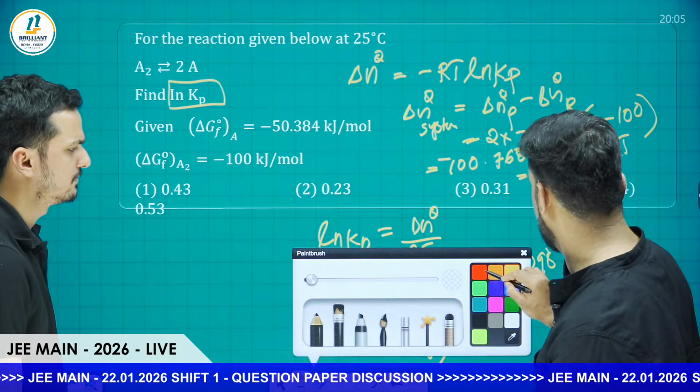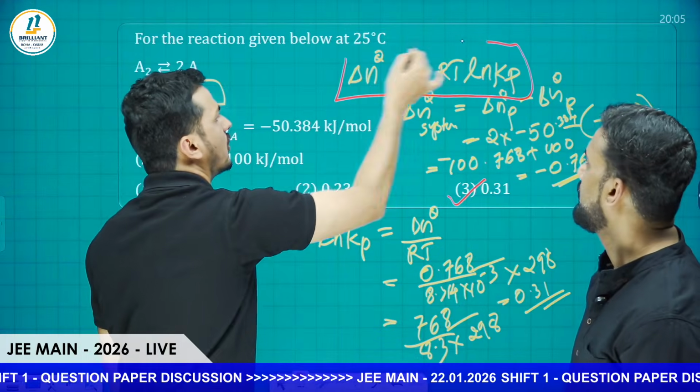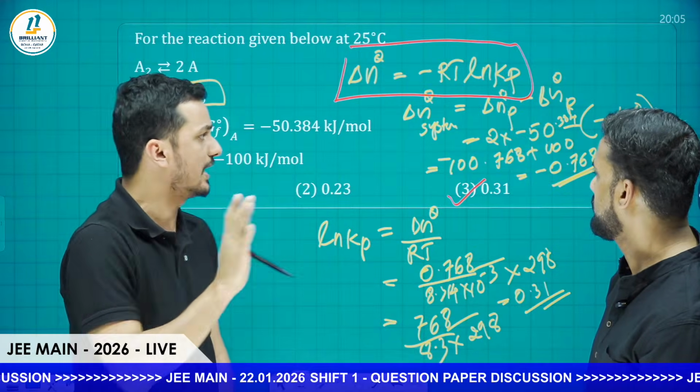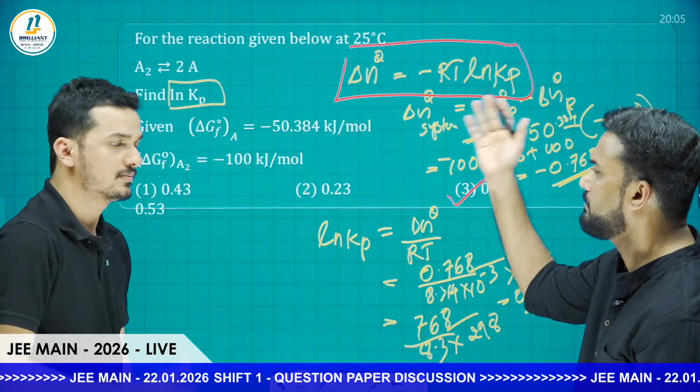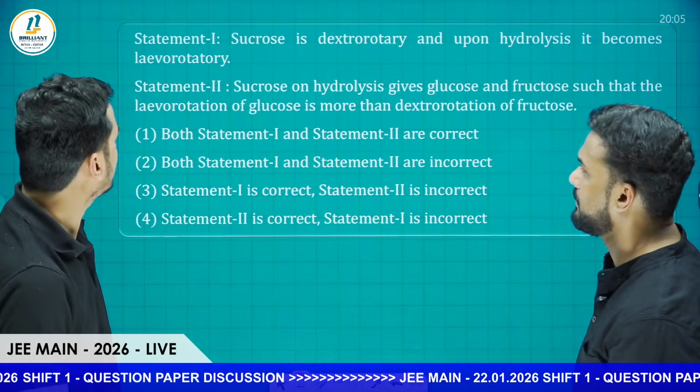Fine. This type of question we did. So 0.31. So always remember this equation: delta G naught equal to minus RT ln KP. Related questions can come again, even in 11th and 12th we have the same. Similar kind of question they will ask. Okay, so we'll go to the next question.